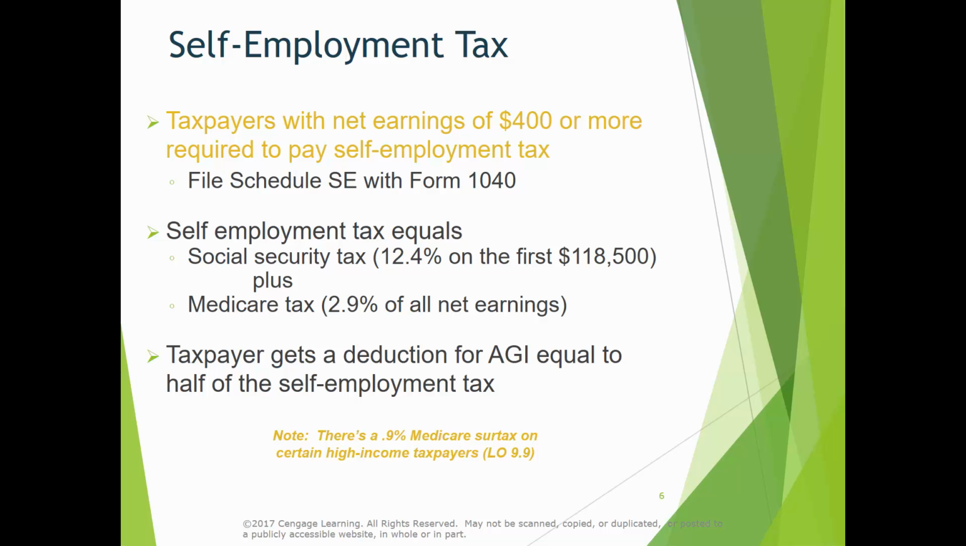Okay, and then we know that there's that 0.9% that we've got to calculate if you make more than what? 200. Yeah. 200 if you're single, 250 if you're married. Then you've got that extra 0.9% on the amount over that, tacked on.